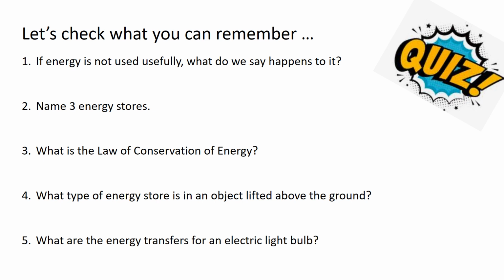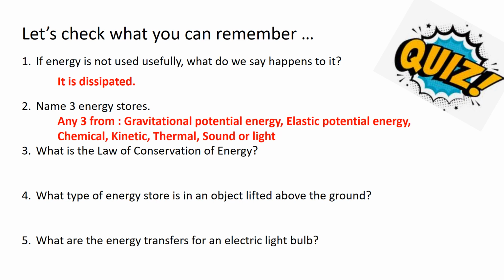Okay, let's go through the answers then. If energy is not used usefully, we say that it has been dissipated. You could have had any 3 from gravitational potential energy, elastic potential energy, chemical, kinetic, thermal, sound or light, and of course nuclear energy, which I haven't put there.